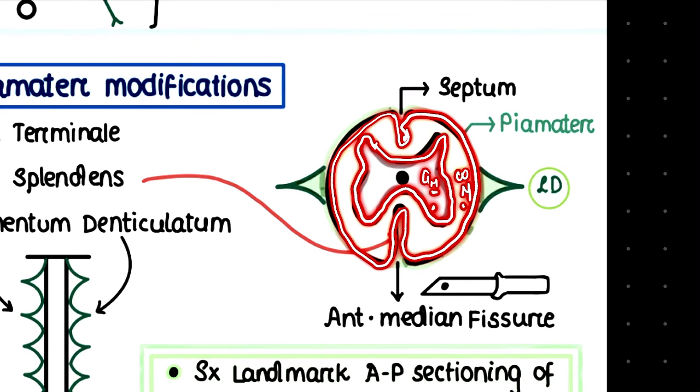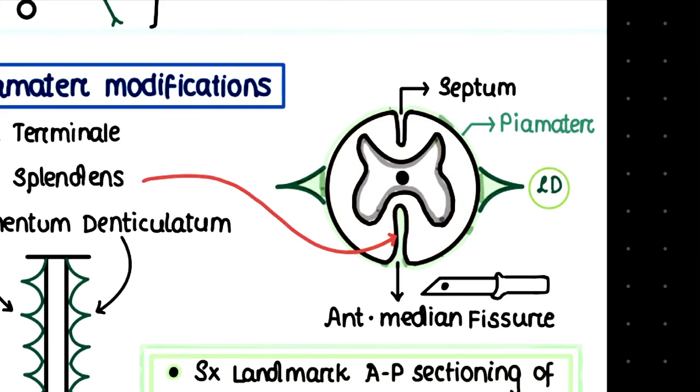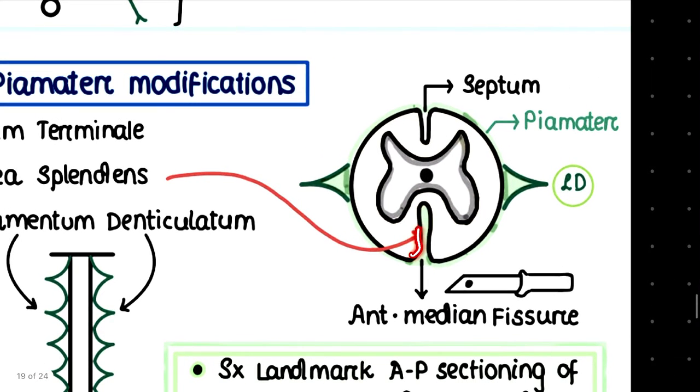Okay, now here if you'll see, there are two fissures. One is present anteriorly. Let me just write, this is the anterior side, this is the posterior side. Now there are fissures right here. What are these fissures called? These are called anterior median fissure. Why anterior? Because present anteriorly. Why median? Because present in midline, right? Midline, that's why anterior median fissure. And above we have got septum.